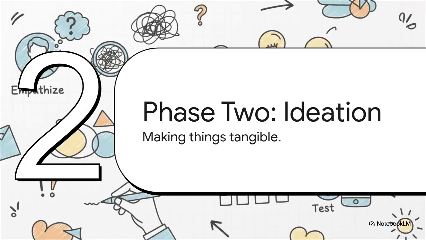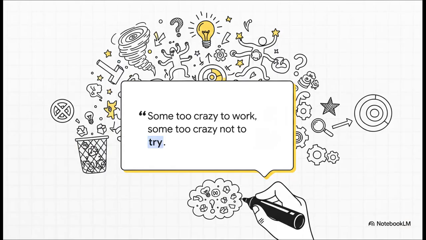All right, so once you're absolutely overflowing with inspiration, we shift gears right into Phase 2, ideation. The focus here shifts dramatically toward making things tangible. The energy really spikes here. I absolutely love this quote from the source material about this phase. You come up with lots of ideas, some too crazy to work, some too crazy not to try.